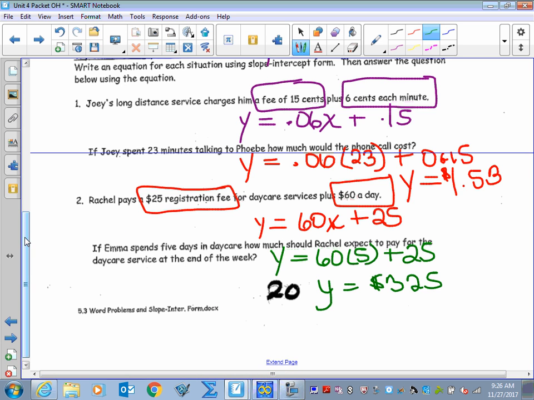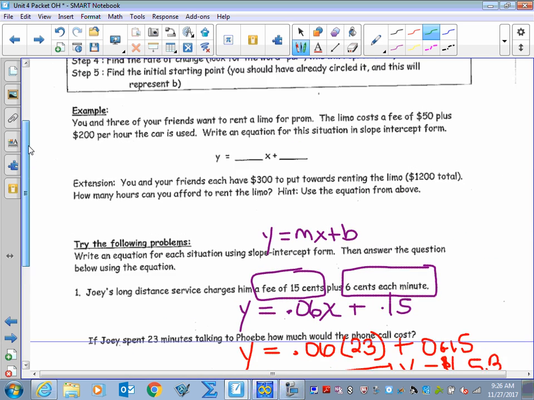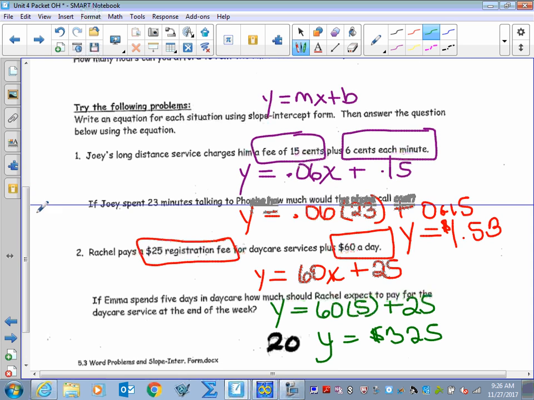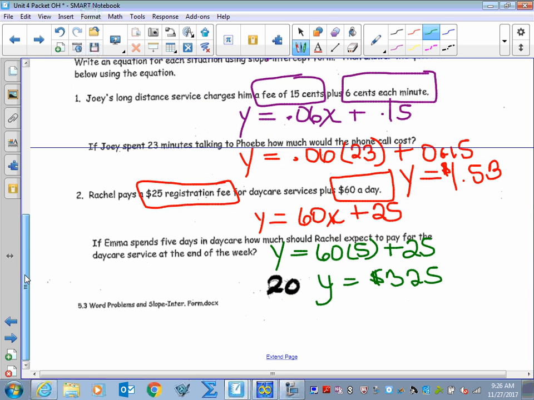All right, so like I said, you'll be doing page 21. All of these follow the same type of setup for the most part because you're writing them in slope-intercept form and then figuring out, they give you the information so you can figure out your slope and your y-intercept.